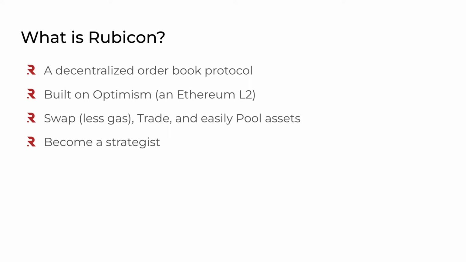As a user, how can you benefit from using Rubicon? Well, you can trade your assets such as ETH, BTC, USDC, or OP. You can place limit orders to buy or sell a certain asset, and you can passively pool your assets to earn a yield. You can also become a strategist and earn rewards for putting other people's tokens to work. This is a more advanced strategy, and I won't be covering it in this beginner's guide, but in future videos, I will be covering how to become a strategist and interact with the Rubicon protocol through some code.